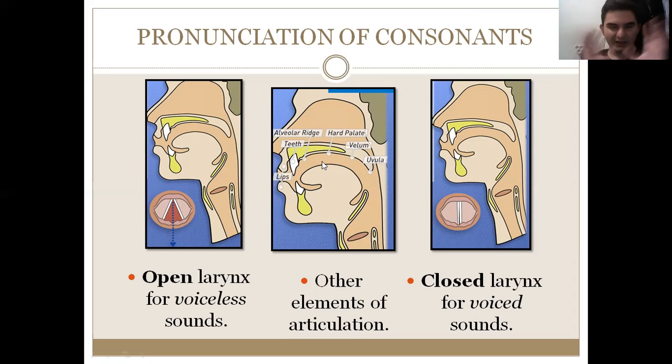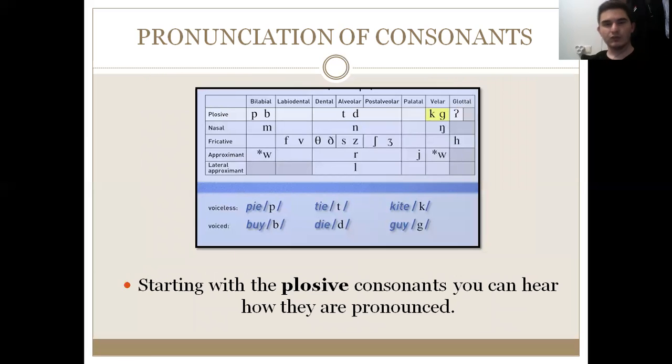So lips, teeth, and placement of your tongue, and the openness and closeness of your vocal cords create your pronunciations of those consonants. So how do you pronounce those?